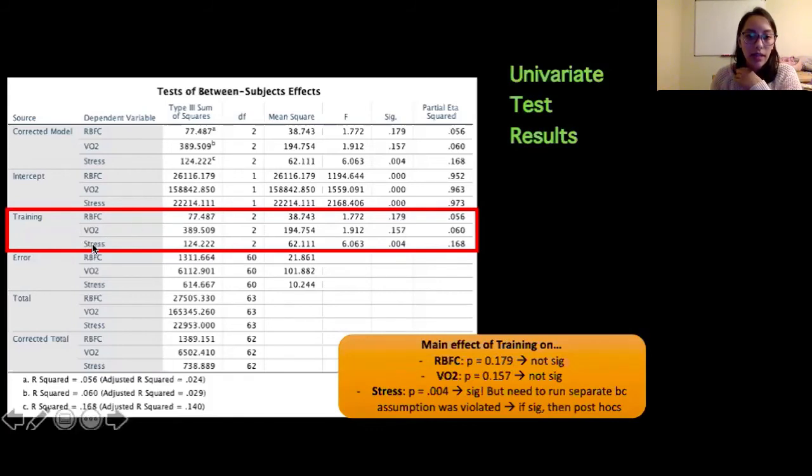And then we look at our last dependent variable, which is stress, and we see that p is less than 0.05, which means we have a significant effect. So in this case, we would say training has a significant effect on stress. And we know we had 3 different levels of our independent variable of training. So this means at least one pair of our groups is significant. That's when we'd have to look at post hoc tests, and you guys know how to read post hoc tests.